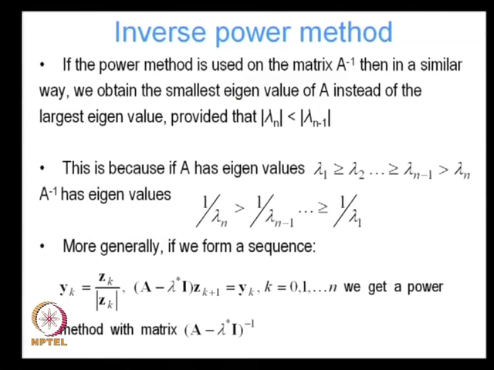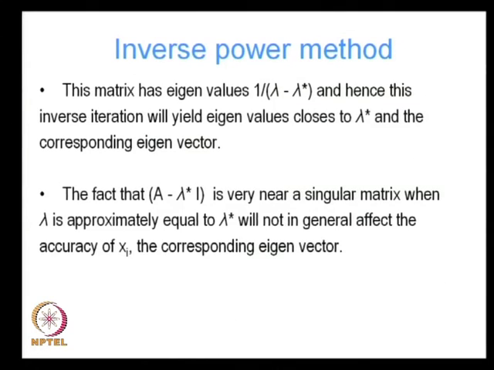So more generally, if we form a sequence, instead of using the matrix A or A inverse, if we use A minus lambda star I as my coefficient matrix, then we get a power method with the matrix A minus lambda star I inverse, right. So, this is going to be my new coefficient matrix. In that case, what am I going to get? This matrix has eigenvalues 1 by lambda minus lambda star. So, it is going to be largest for that eigenvalue which is closest to lambda star.